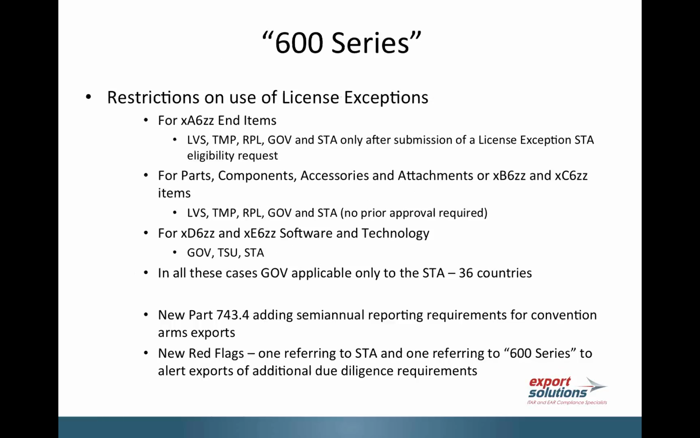Okay, we mentioned the 600 series. It's for restrictions on the use of license exemptions, certainly. Limited value shipments, temporary servicing, replacement, et cetera, that's LVS, TMP, RPL, government, and strategic trade authorization are available only after submission of a license exception under STA. So those things are getting more intertwined with one another. And luckily, you look at these as standalone ECCNs. When you look in there, if something has a 600 series ECCN, the exceptions will be delineated for that item.